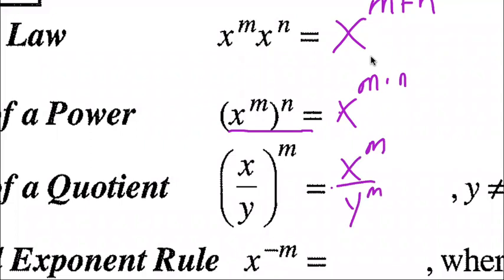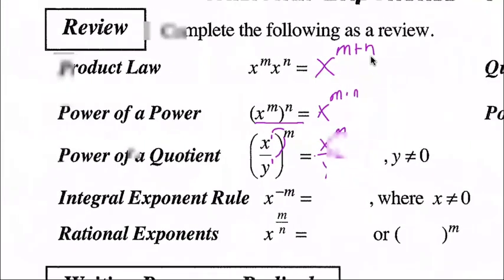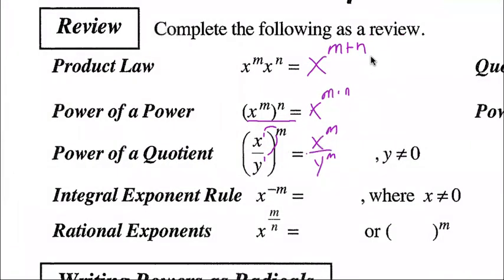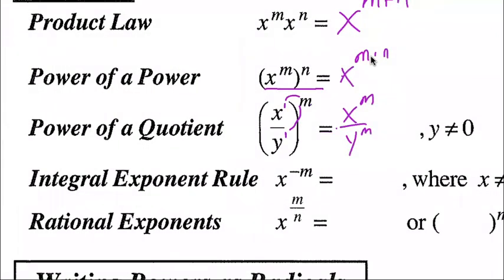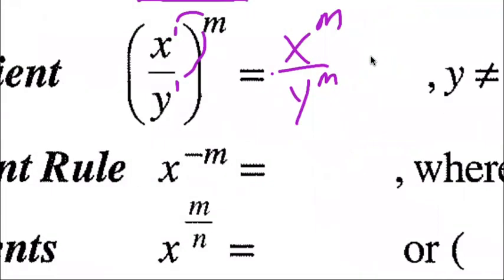So we're basically using our power of a power law here. There's ones here that we never write, okay? And remember, of course, y cannot be 0. When y is 0, then that's undefined. It doesn't work. Integral exponent law: x to the power of negative m becomes 1 over x to the power of positive m.